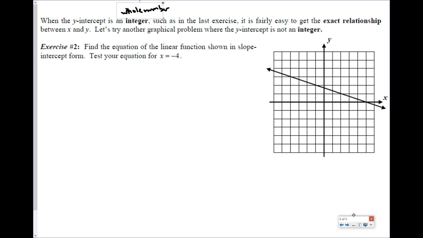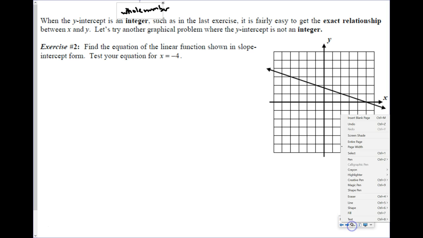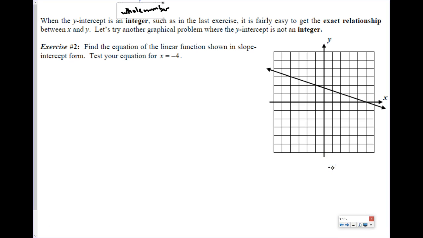So here's exercise 2. Find the equation of the linear function shown in slope-intercept form, and then test your equation for x equals -4. So my first problem here is that I don't know what b is. Normally I'd start off with this, but I'm going to put this: b is unknown. I know that it's right here on my graph, but that point is a decimal. I'd have to estimate it, and I want an exact calculation.